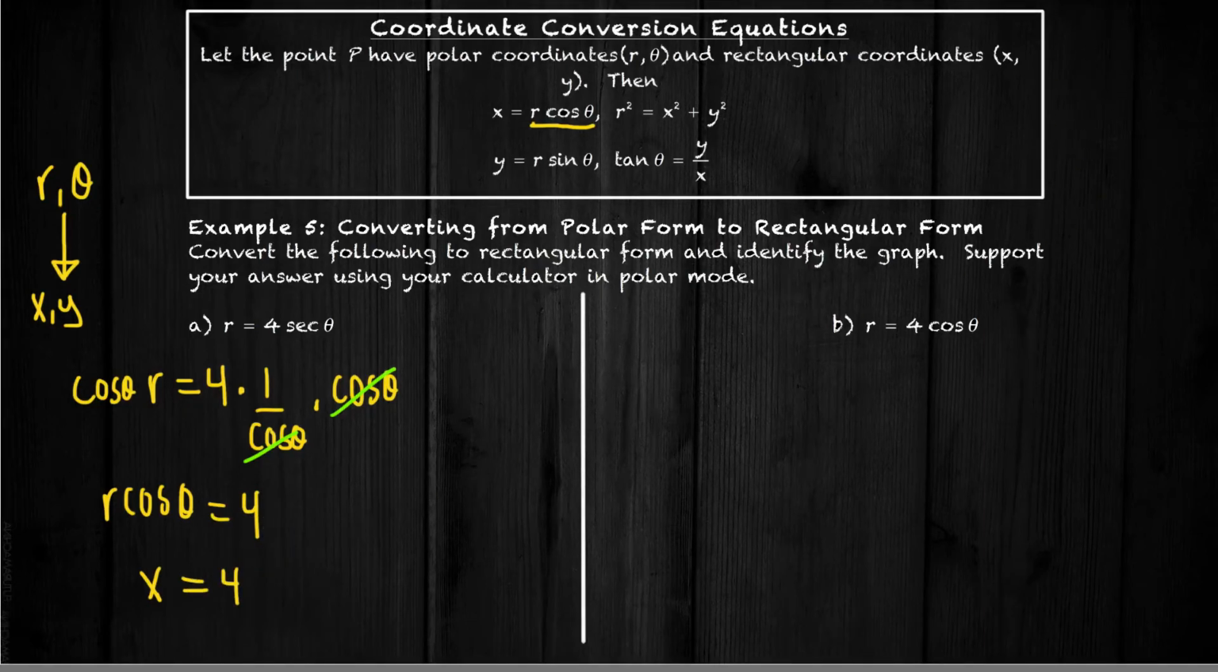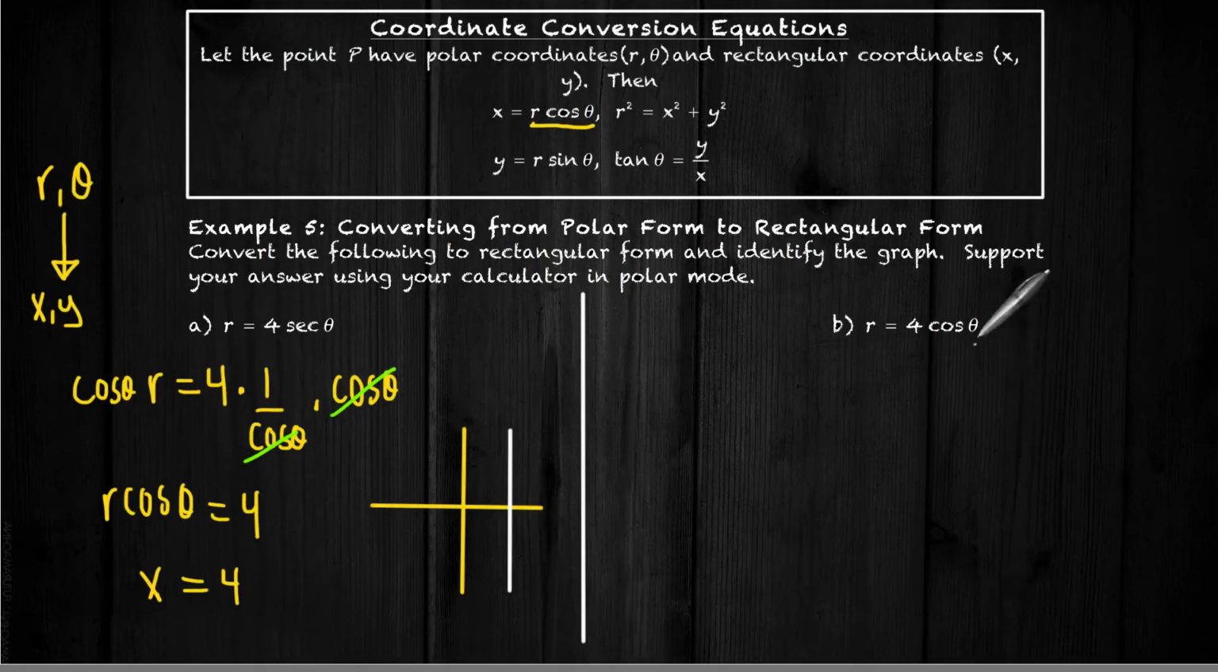Now we may remember that x equals 4 is just a vertical line at 4. And so this is what that would look like in rectangular. And if you were to type r equals 4 secant of theta into your calculator, and make sure your calculator is now not in rectangular mode, not in parametric mode, but now in polar mode, you'll see that you'll get a vertical line on your screen.